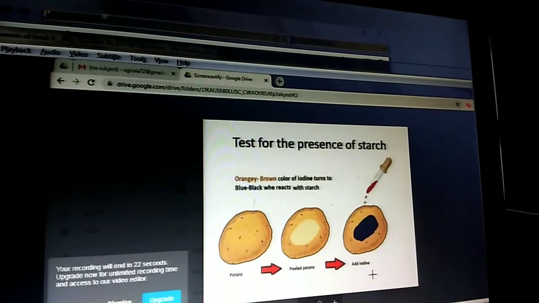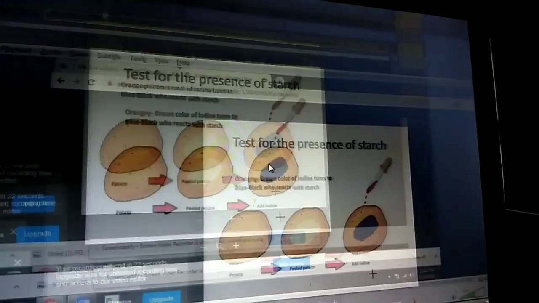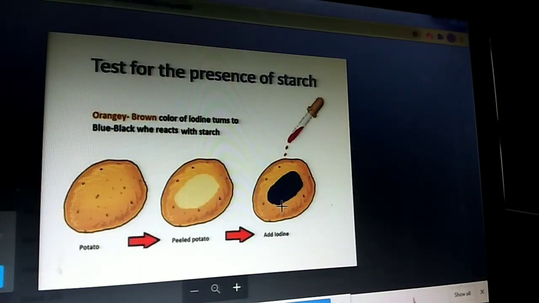To test the presence of carbohydrates, whether a carbohydrate is present in the given food material or not, the most frequent and very important test is the iodine solution test. To test for the presence of either simple or complex carbohydrates, we will be testing with iodine solution. The color of the iodine solution is orangish brown.